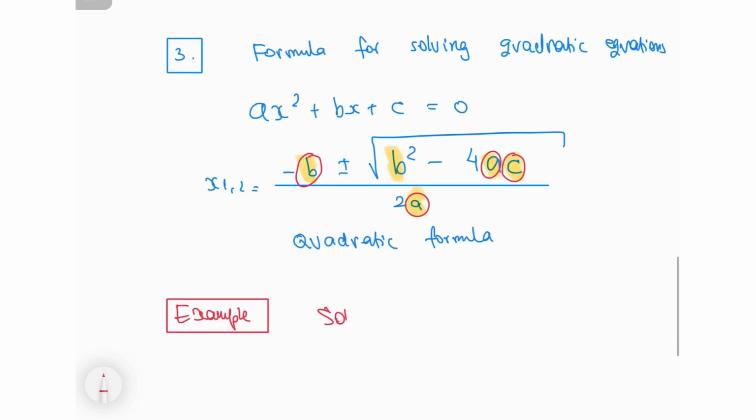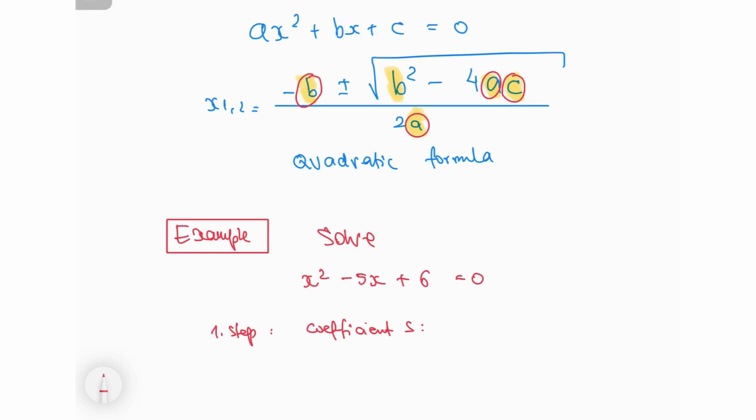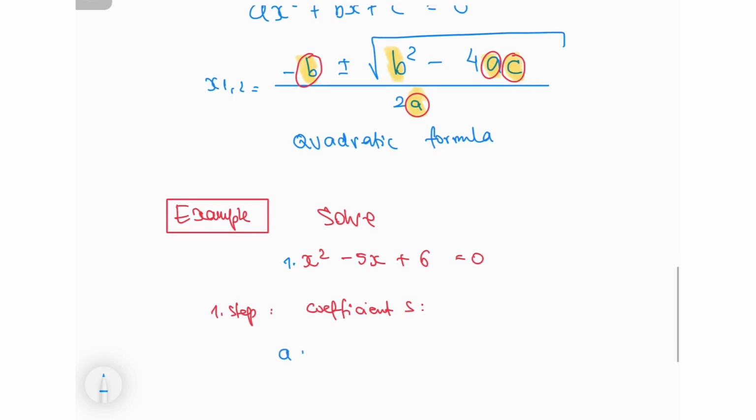So solve x squared minus 5x plus 6 equals 0. You can pause the video and try, and we will give the solution. The first step is the coefficients. There are basically two steps. I can write here again 1 times x squared. So a is 1, b is negative 5, and c is 6.